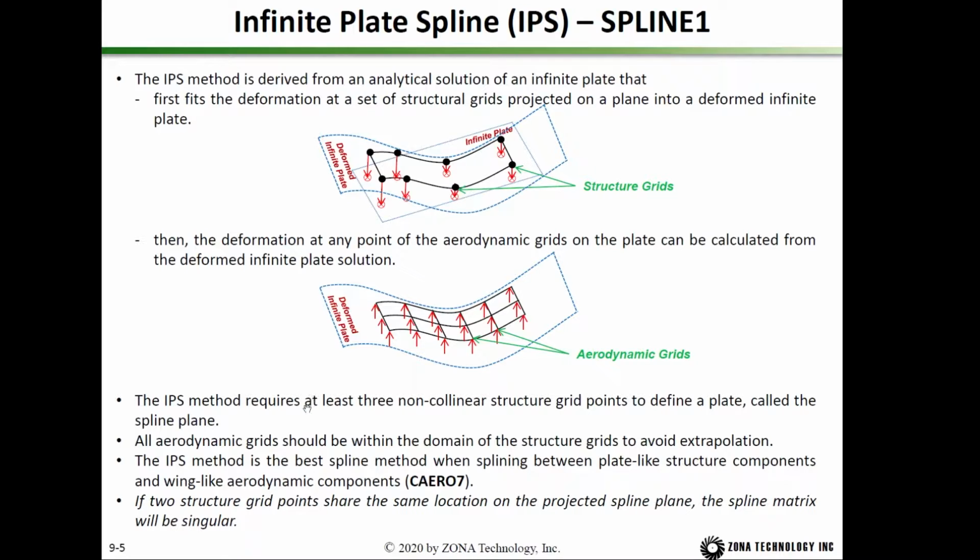And the IPS method requires at least 3 non-collinear structure grids to define a plane called the spline plane. And all aerodynamic grids should be within the domain of the structure grids to avoid extrapolation. The IPS method is the best spline method when splining between the plate-like structural component and the wing-like aerodynamic component. If 2 structure grid points share the same location on the projected spline plane, the spline matrix is singular.